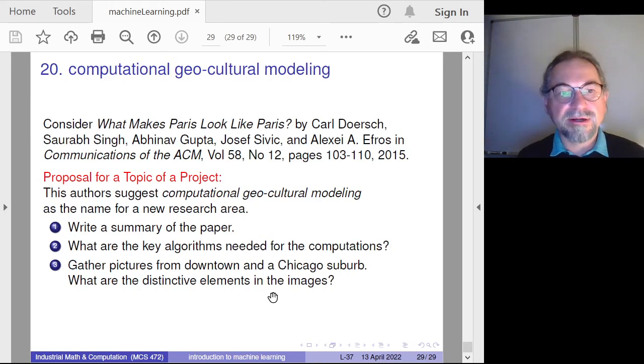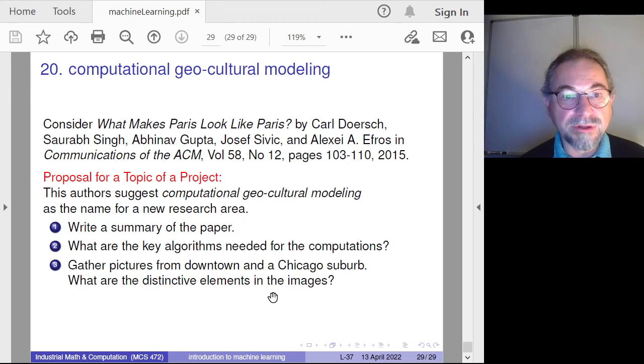Okay, so here is another project. By the way, the paper that is suggested here, What Makes Paris Look Like Paris, is very accessible. So even if you are not interested in doing any of these projects, you would still have a benefit from actually reading that paper. It looks very attractive. There is the computational geo-cultural modeling. What the authors did, I just gave snapshots of London versus Paris, but they did a lot more studies, 12 cities. And you can do this thanks to Google Street View. You can all do this from within the comfort of your house or wherever you are.